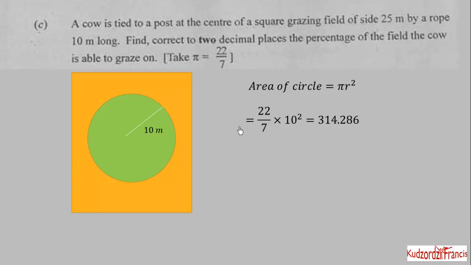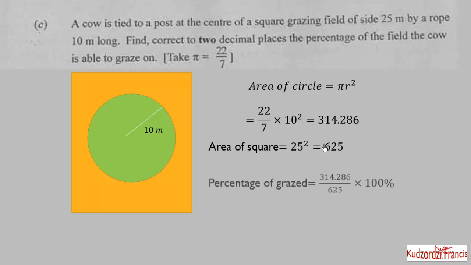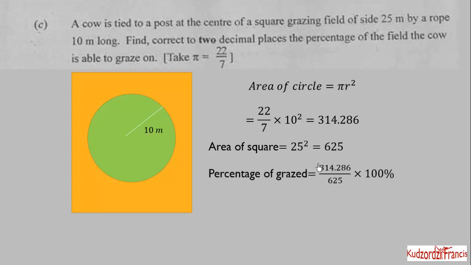Then we're given pi to be 22/7, times the radius, which is 10 squared, and that will give you 314.286. We need to also find the area of the square, which is 25 squared, and that will give you 625. So the percentage of the field that the cow can graze on is given by the area of the circle over the area of the square times 100%, and that will give you 50.286.